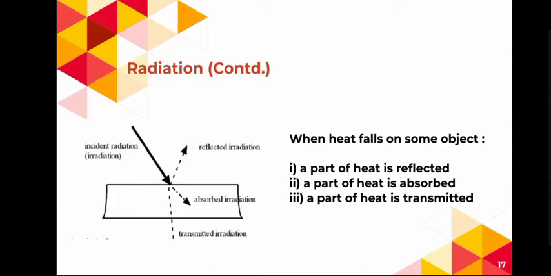When this heat falls on some object, a part of it is reflected, a part is absorbed, and a part may be transmitted. The temperature of the object increases due to the absorbed part of the heat. Why are you advised to use an umbrella when you go out in the sun? So that it will save you from the radiation of the sun, as it is harmful for our skin.